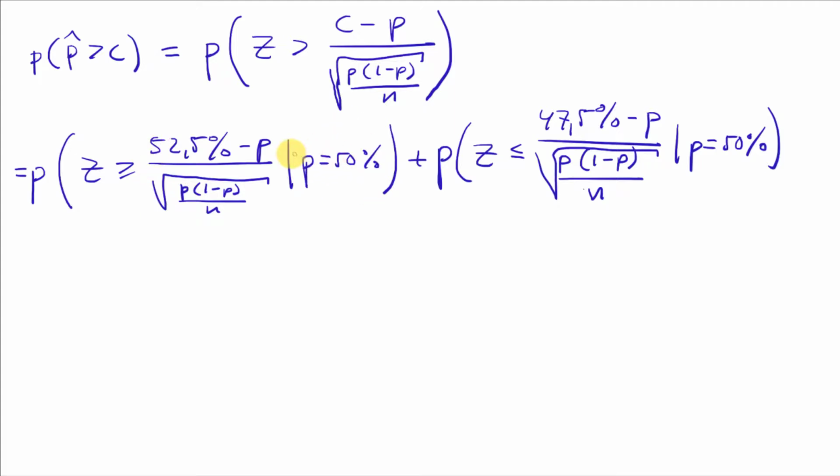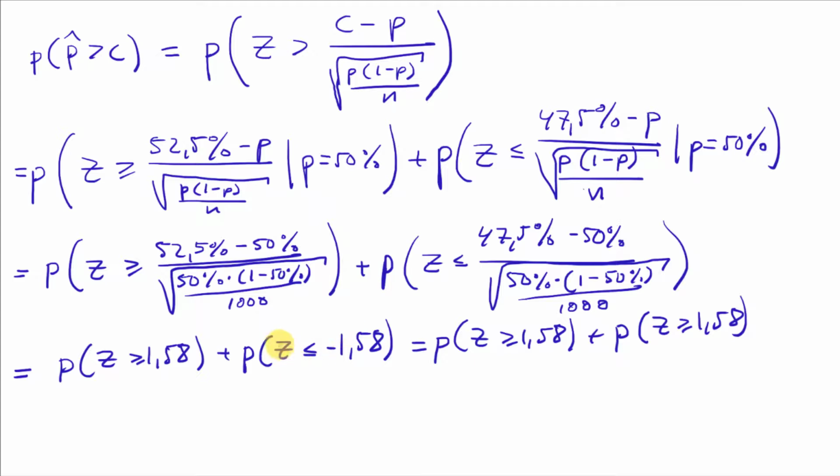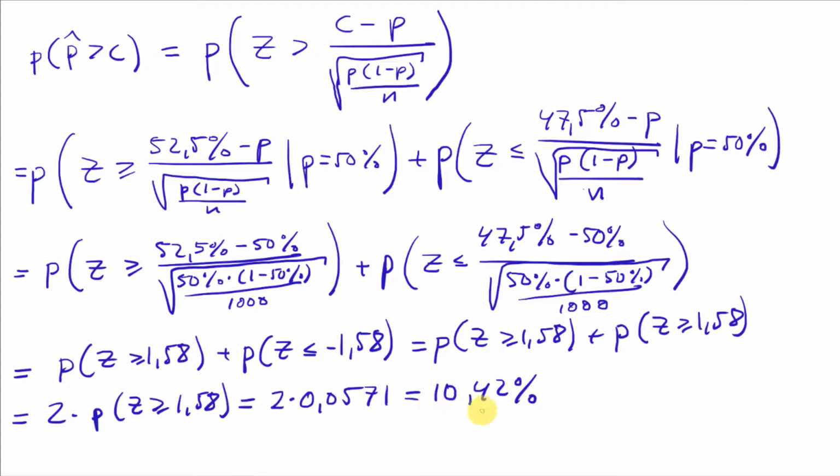And now we can replace p here and here with the 50%, and at the same time remove the given part, which becomes this one, which in turn can be simplified to this here. And here we can use symmetry to change this one to that. And then we have two of the same. And according to the table, this is equal to 10.42%.